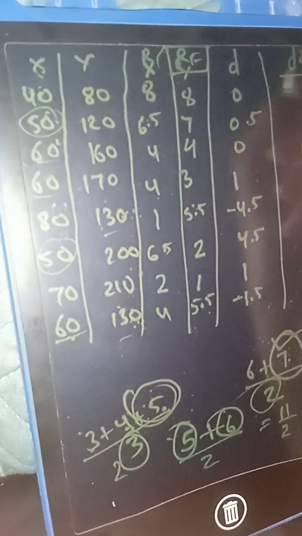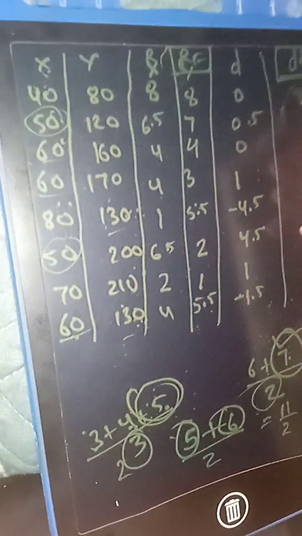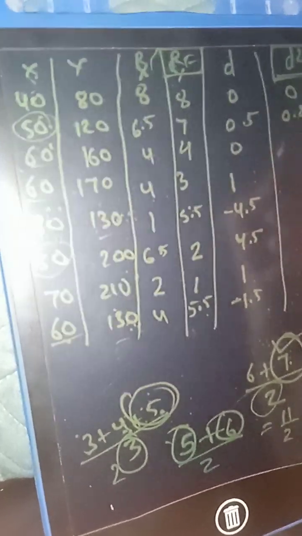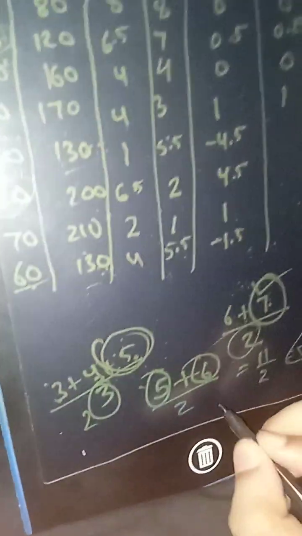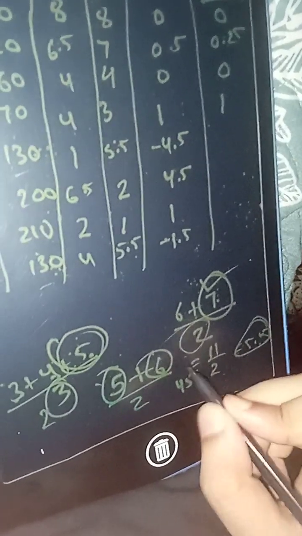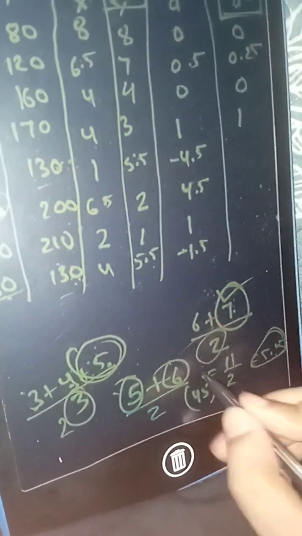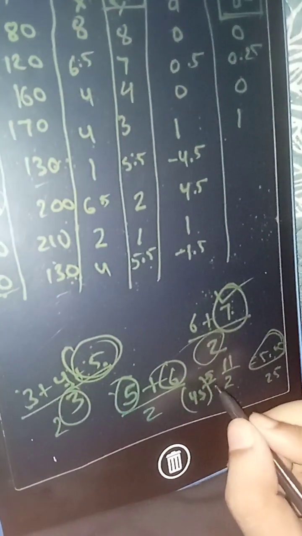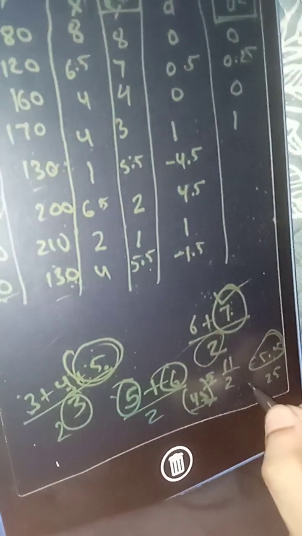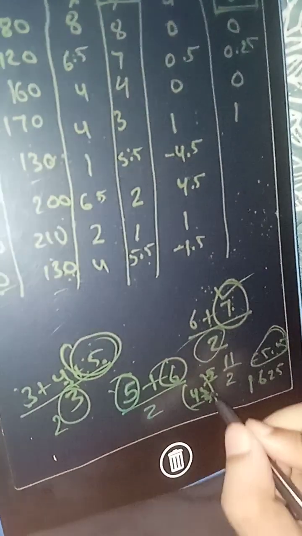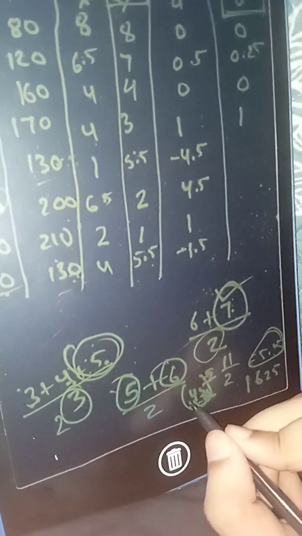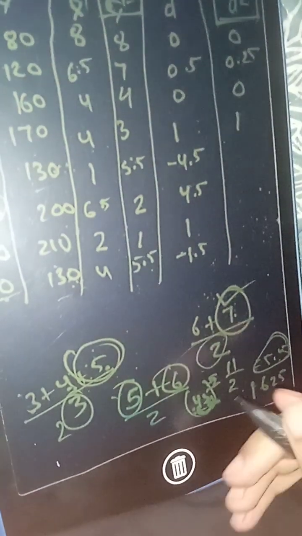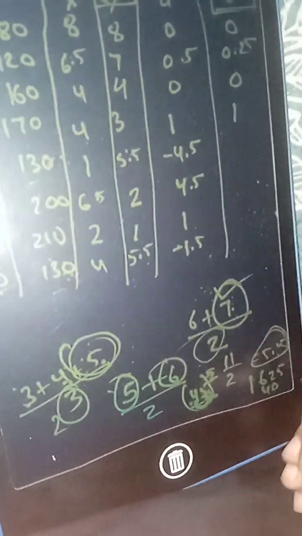Square the deviations: 0, 0, 0.25, 0, 1, 4, 5. Instead of multiplying it out, do it by the simple formula. Calculate the square of 5, which is 25, then the square of 4, which is 16. Multiply 4 and 5 together, that is 20, double it, 40. Now calculate it.